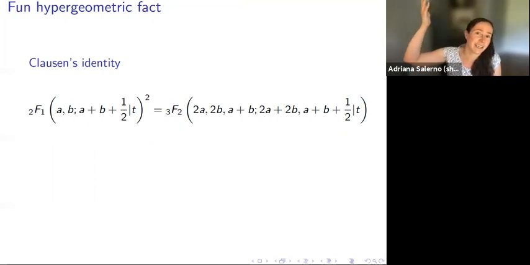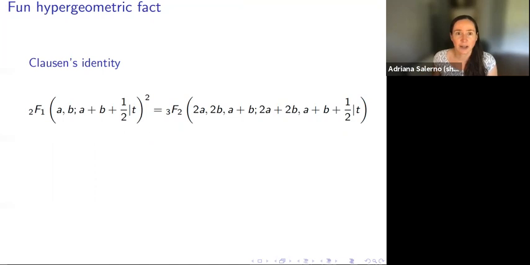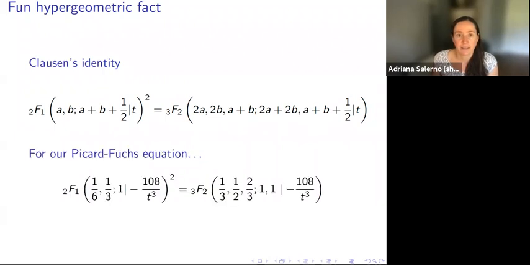Somehow I have to tie it into the stuff that was happening in the beginning, right? Like good storytelling: I showed you the gun, it needs to go off in the third act. And so Clausen's identity says that this hypergeometric function with just these three parameters, squared, is the same as this more complicated 3F2 hypergeometric function. This is a very old identity. And for our Picard-Fuchs equations, this is true.